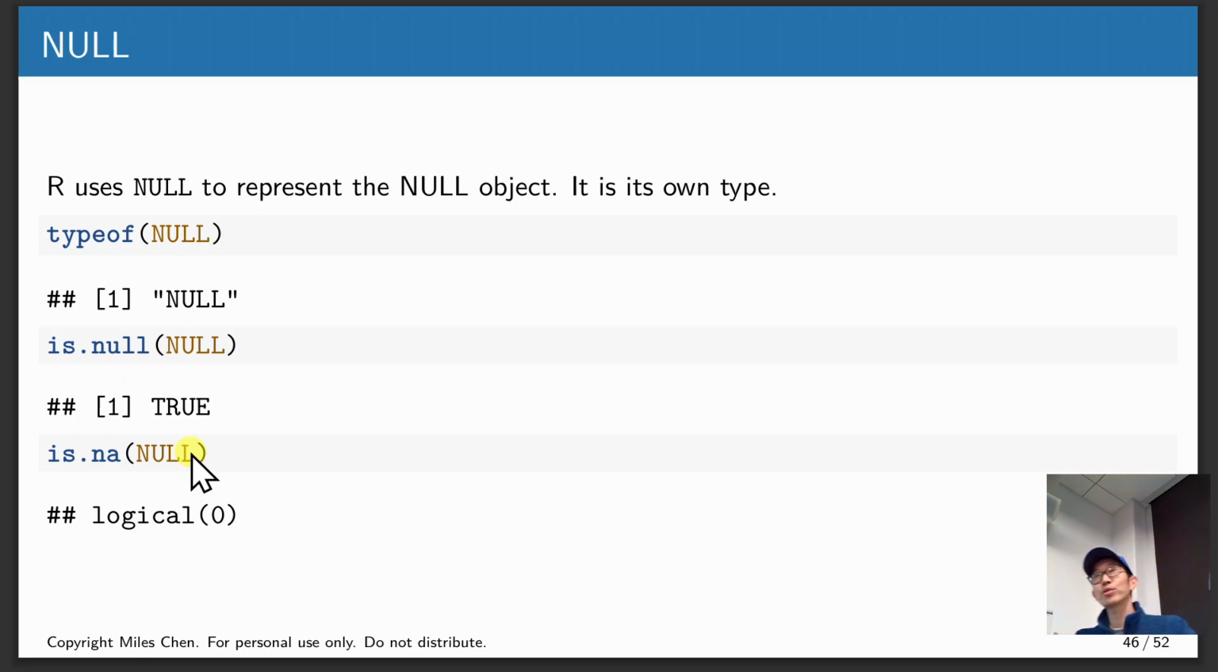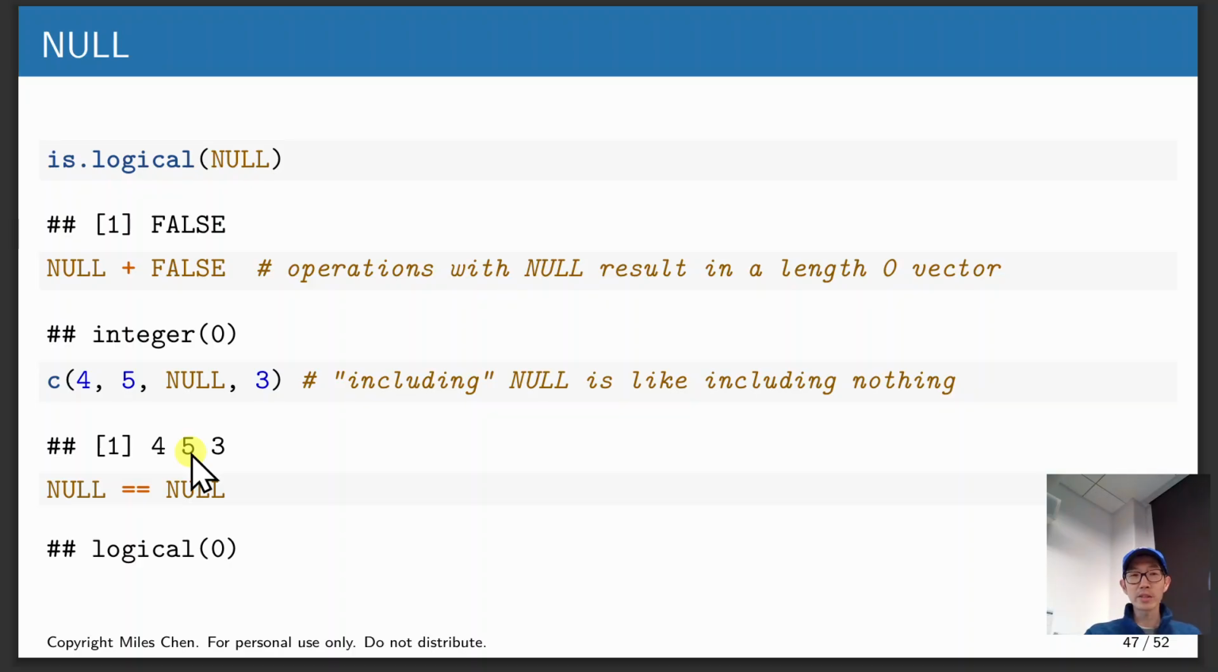NULL is used to represent the null object, which is basically for things that do not exist, okay? That's the difference, that's not NA. NA is something exists, but we don't know what it is. It's a missing value. NULL is used for things that do not exist.